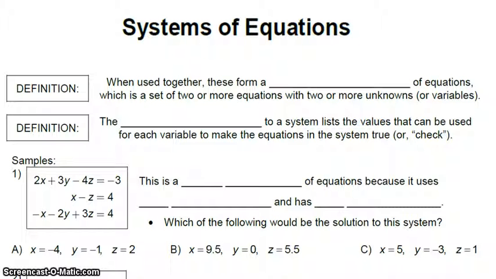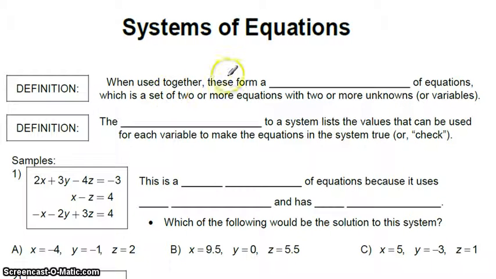We've been talking about how to solve systems by graphing, and we're getting ready to review solving systems algebraically. So I just wanted to go over the definition of a system, its solutions, and how we can check to see if that ordered pair or that ordered triple is a solution to our system.